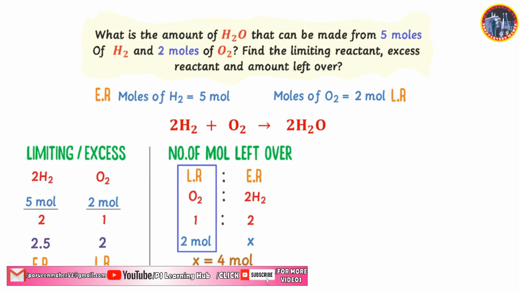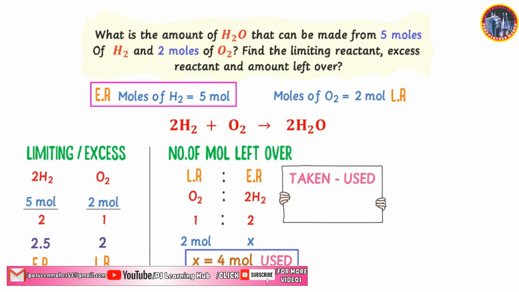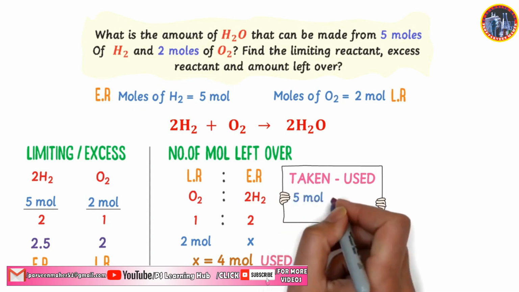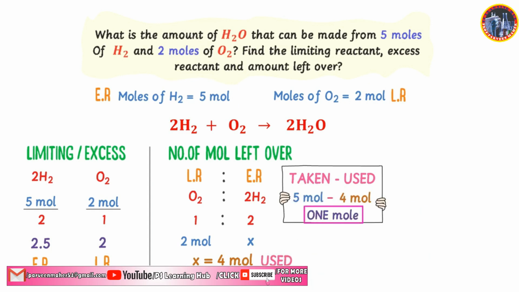Thus 2 moles of oxygen gas reacts with 4 moles of hydrogen gas. Or we can say that 4 moles of hydrogen is used. On the other hand, we have taken 5 moles of hydrogen gas. So we subtract number of moles of hydrogen gas taken minus number of moles of hydrogen gas used in the chemical reaction. I mean 5 moles minus 4 moles. I get 1 mole. So 1 mole of hydrogen gas is left over in the chemical reaction. Thus the excess number of moles left over of hydrogen gas is 1 mole.